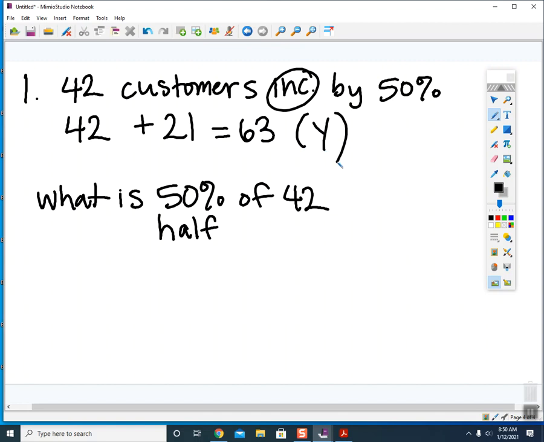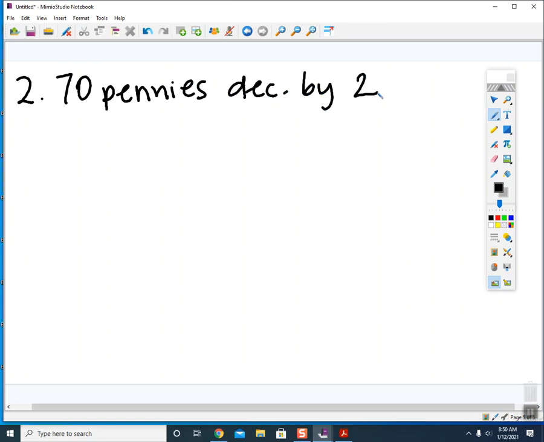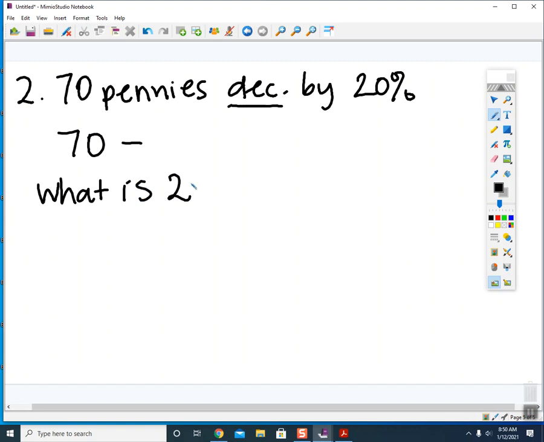Okay? So then, if we look at number 2 also, we're going to do a percent increase and a percent decrease. I have 70 pennies decreased by 20%. I'm going to use the same steps that I did before. So I have 70 pennies, that's my initial value. Now I'm decreasing, which means that I'm going to subtract from 70. And so I need to know what is 20% of 70.